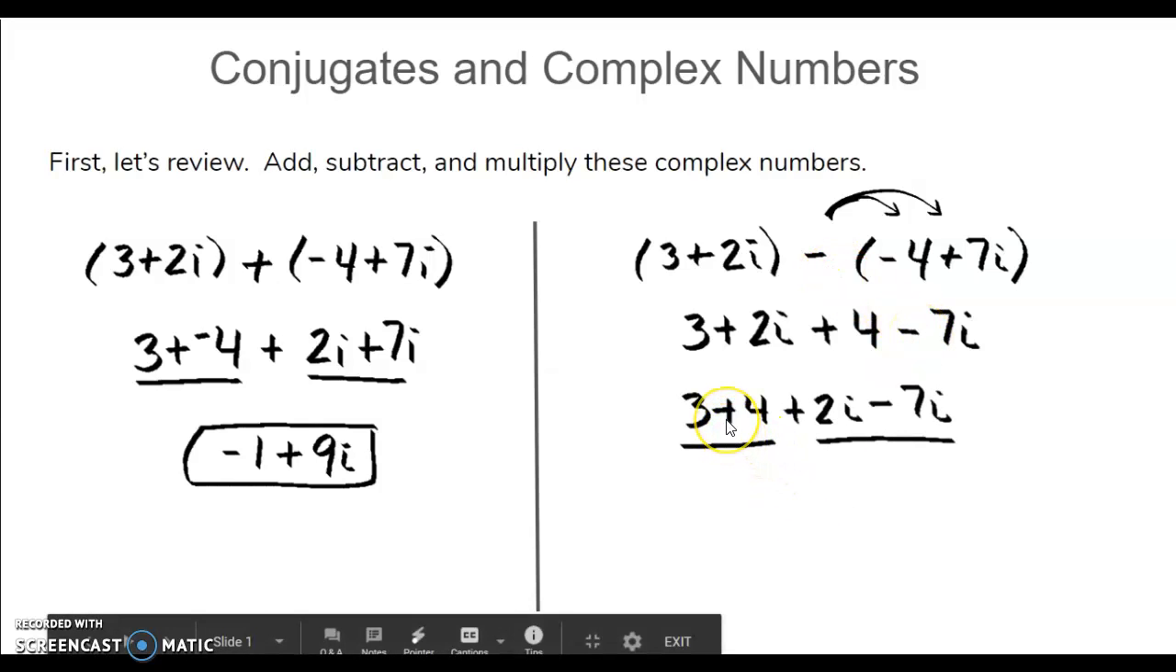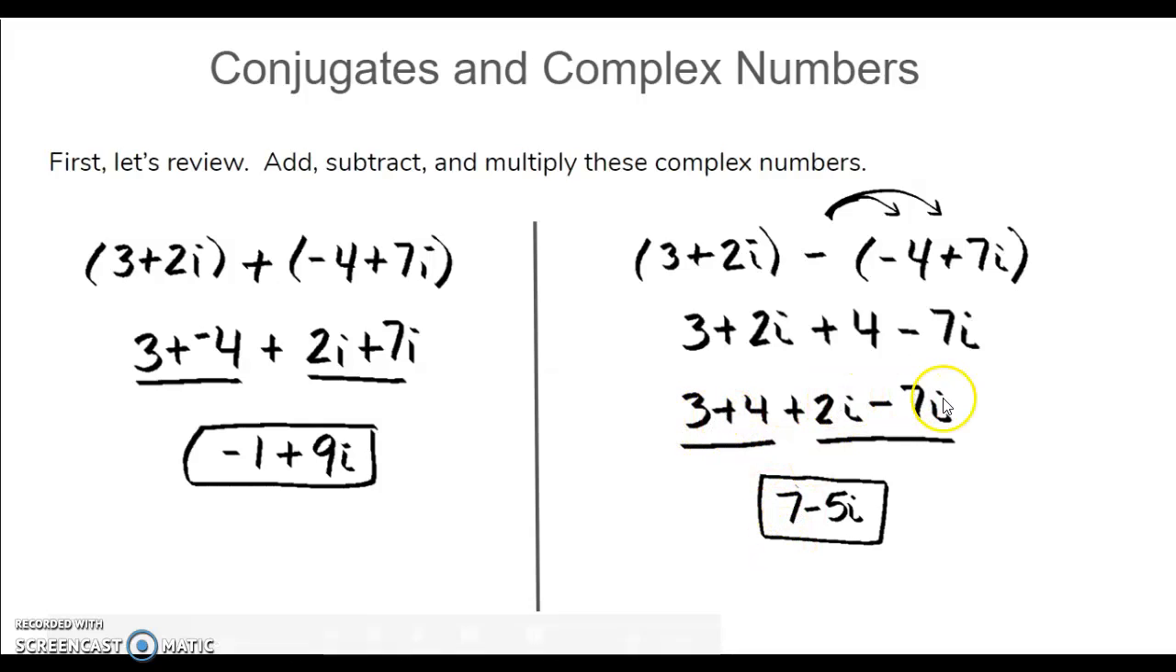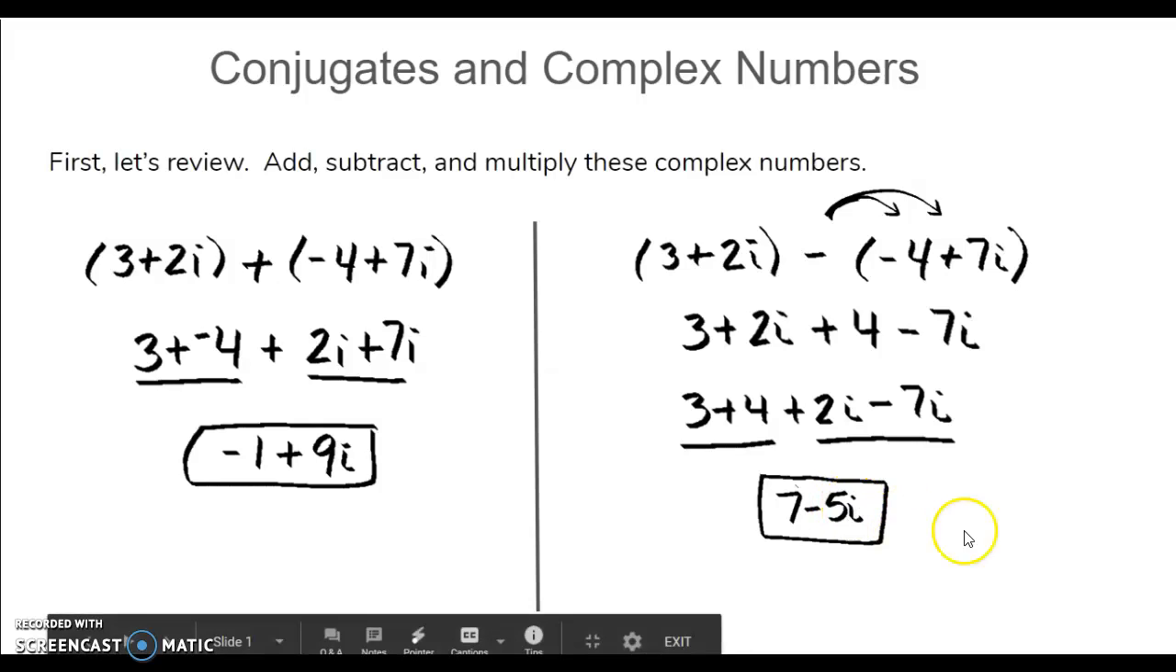Again, rewrite so that my real numbers are together and my imaginary numbers are together. Put them together and I get 3 plus 4 is 7. 2i minus 7i is negative 5i.